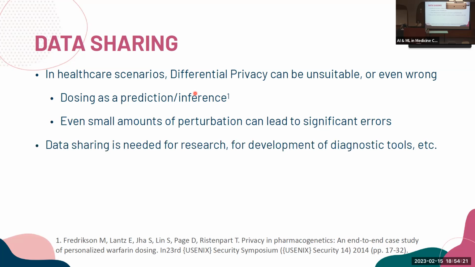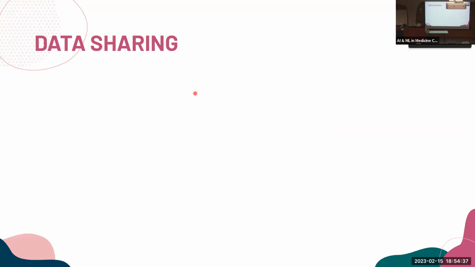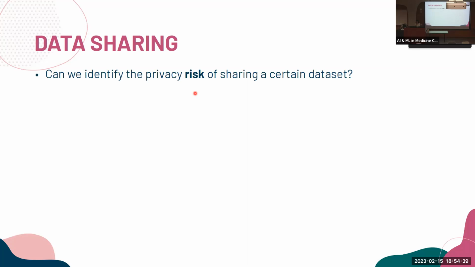So data sharing is very popular in healthcare, and we need that for research, for development of diagnostic tools, and so on. Obviously anonymization is not suitable, but if we can't really do differential privacy, then what else can be done? There's a couple of things that we've been looking at recently, and that is, can we at least identify the privacy risk of sharing a particular data set? And maybe then the decision makers can decide if this risk is worth it for sharing that particular data set.